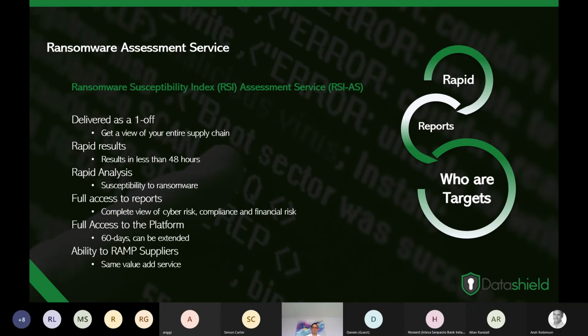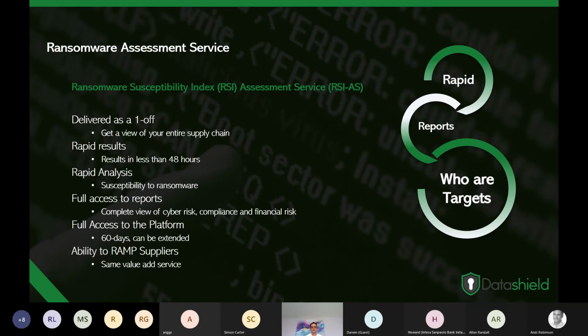You'll get their view of their cyber compliance and financial, like I've just shown you, and you get access to the platform for 60 days. And you can ramp the suppliers if you want to. It's not included free of charge on that. It's basically 20% of the service cost to ramp those suppliers on the ransomware assessment service.